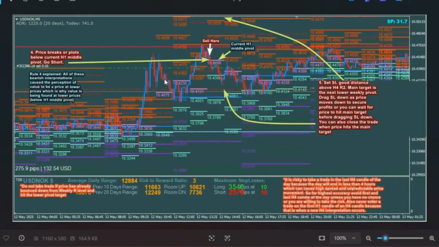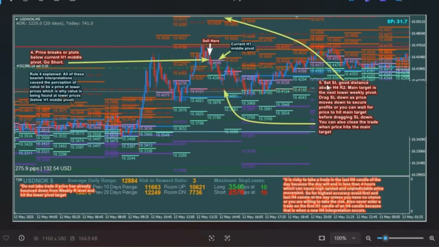Okay? So again, value being found is the final phase of the core progression of auction theory, which is interpretation, forms market sentiment, which forms the perception of value. And that perception of value leads to value being found. Okay? And in this case, value is found at lower prices because the perception of value is a price at lower prices, and we trade in that direction of value. We trade in the direction of the perception of value, which is, in this case, down. Okay?